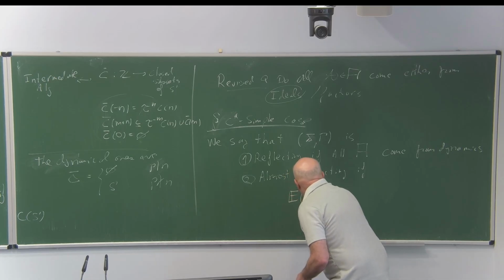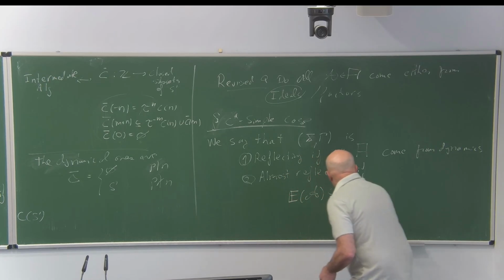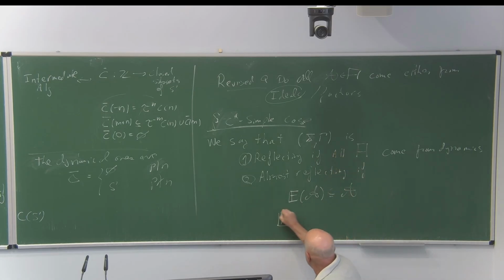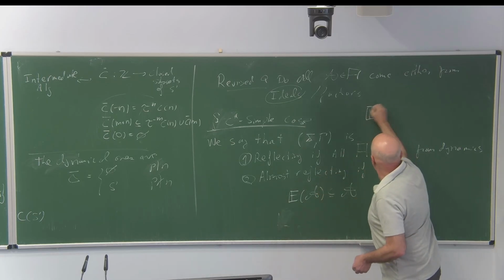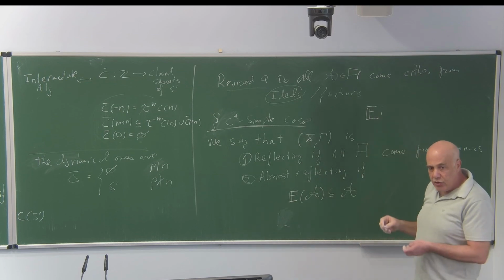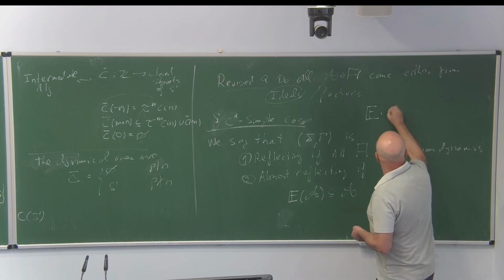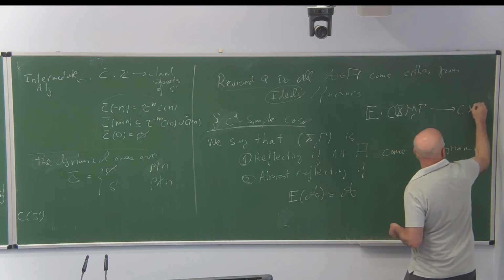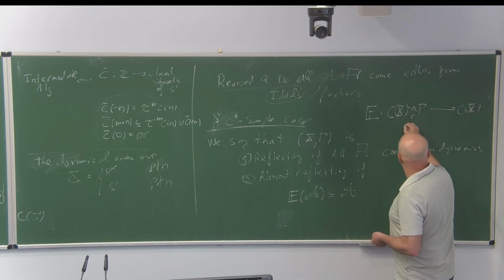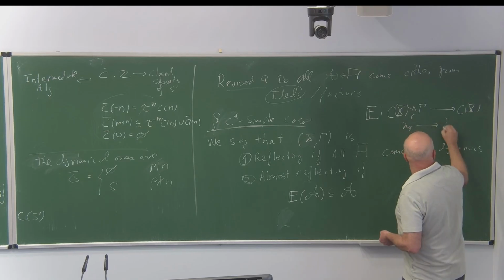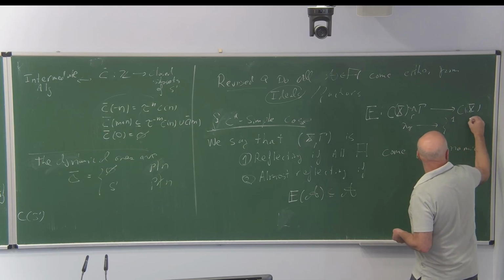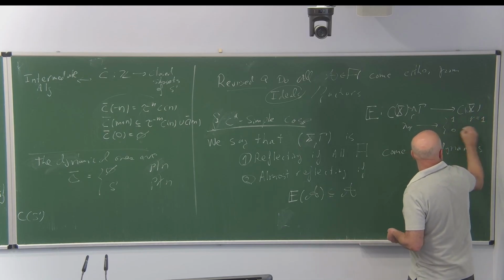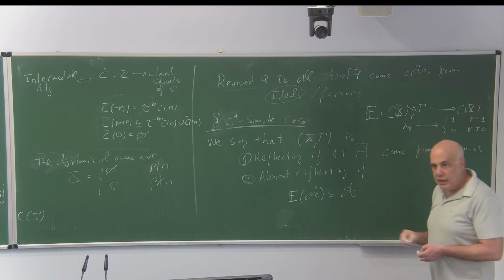E of curly A is contained in A, where here E, can you see if I'm writing down? No, I think no. So E here is just the canonical conditional expectation going from C of X cross product with gamma to C of X, namely one sending lambda gamma to 1 if gamma is 1 and 0 if gamma is not 1.